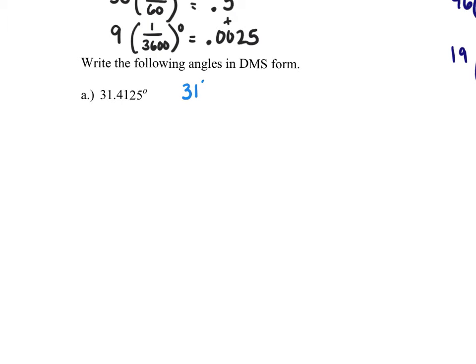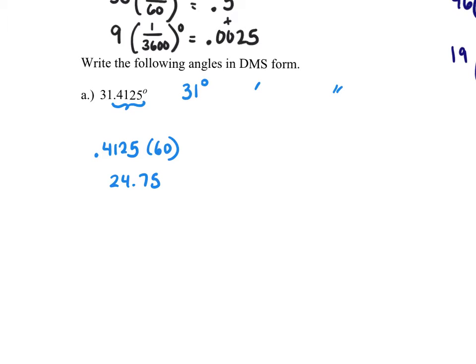So if I want to turn this into DMS form, I'll have some number of degrees, some number of minutes, and some number of seconds. Well, I know it's 31 degrees, so there's 31. So this 0.4125 is all part of the minutes and seconds. So how I will do this is I will take 0.4125 and I'll multiply it by 60. This will tell me how many minutes I have. 0.4125 times 60 is going to be 24.75 minutes. So I have 24 minutes.